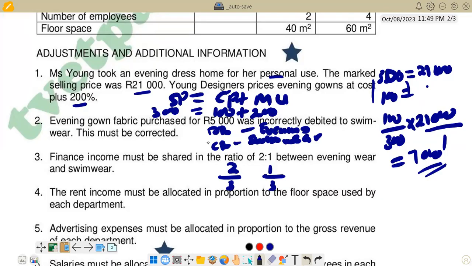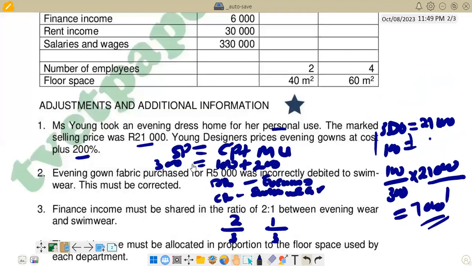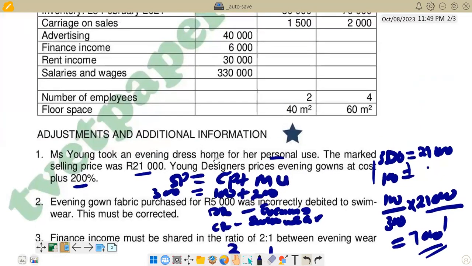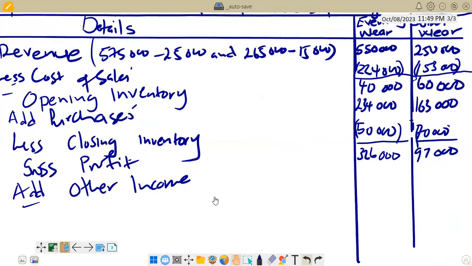The amount for finance income is given there. Let's check the amount there. The amount for finance income is 6,000. So we are just going to say 2 over 3 times 6,000 for evening. Let's go there, and then we say finance income.